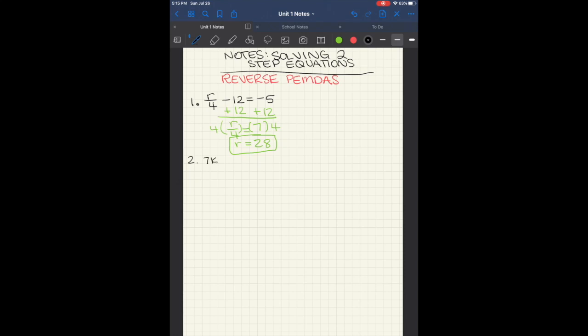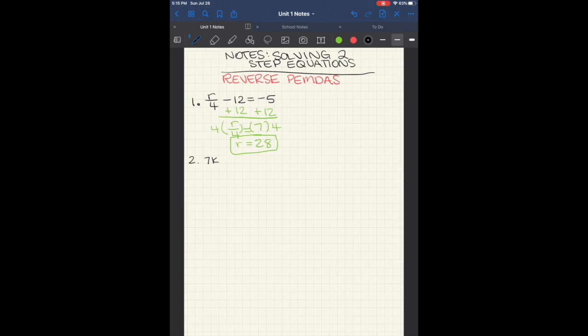For the next example, we have 7k minus 14 equals 42. So first, we're going to add 14 to both sides because adding and subtracting comes first in SAD-MEP. Then we have 7k equals 56. So that's multiplying by 7, so we're going to divide both sides by 7. And 56 divided by 7 equals 8. So we have k equals 8.